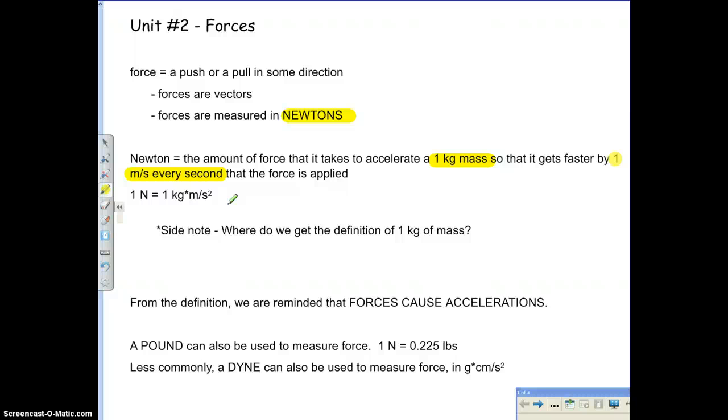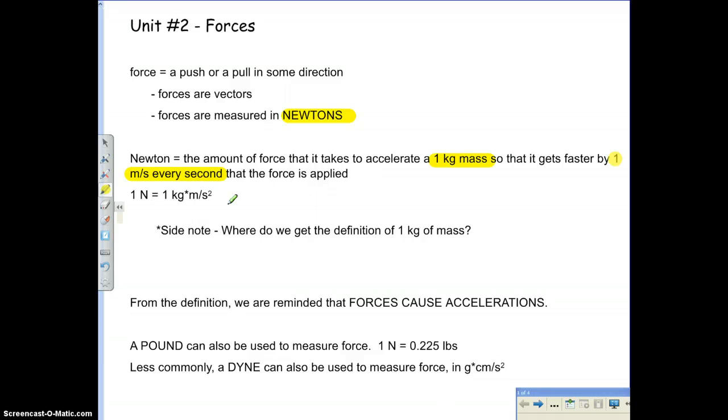Now, quick little side note, where do we get the definition of a 1 kilogram mass? Well, there's a cute little video that I'm going to show you in class. You can look it up on YouTube. It's called The World's Roundest Object, and it describes how our definition of mass is based on a standard mass that's kept in a vault in Paris, and then that's the 1 kilogram mass. But we're looking to change that definition to be a little bit more like Avogadro's number, based on how many atoms there are rather than how massive something is.